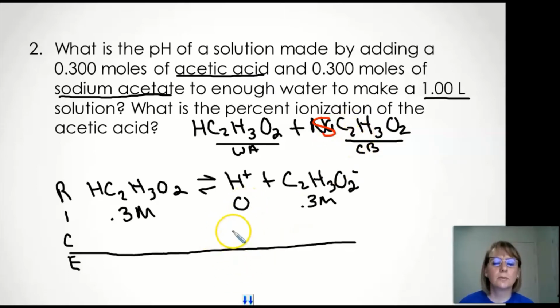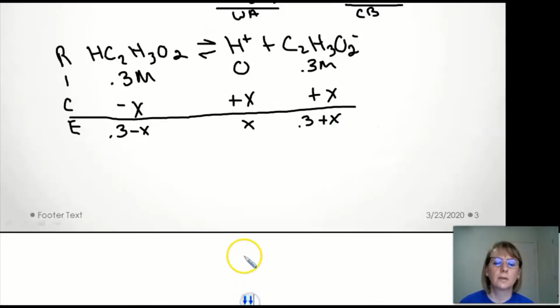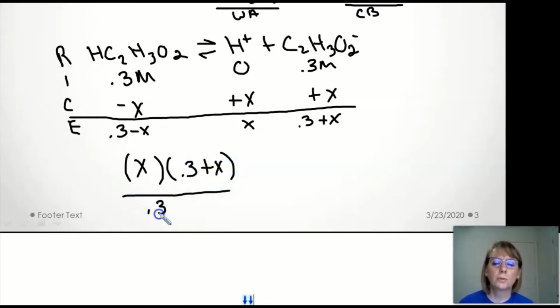The fact that this is 0, I do know I'm adding X here, and I am adding X here. I am going to be subtracting X here. So we're going to get 0.3 minus X, and 0.3 plus X. And so now we've got on top an X times a 0.3 plus X. On bottom, a 0.3 minus X, and we're going to set that equal to the Ka, which is 1.8 times 10 to the negative fifth.